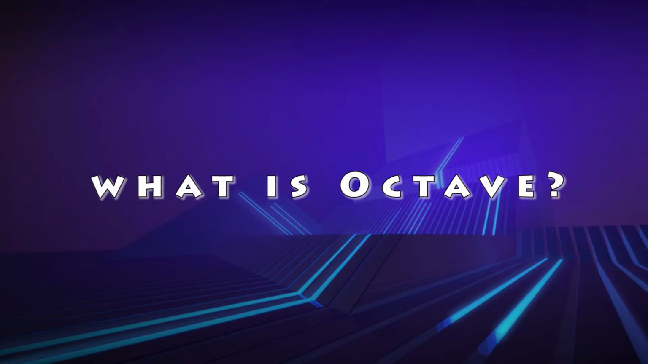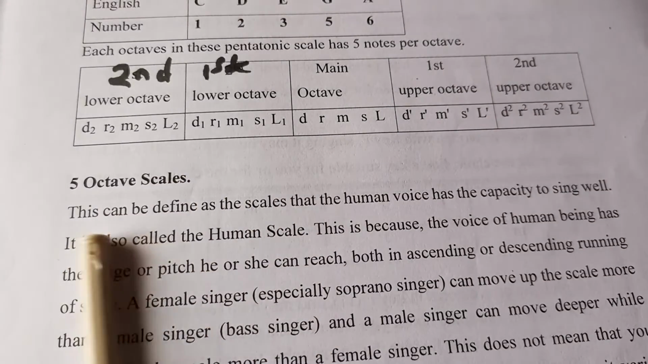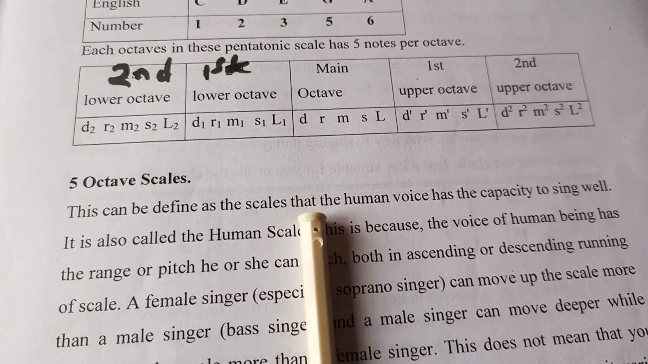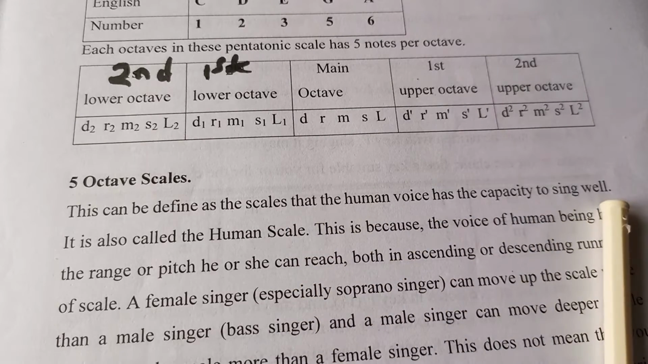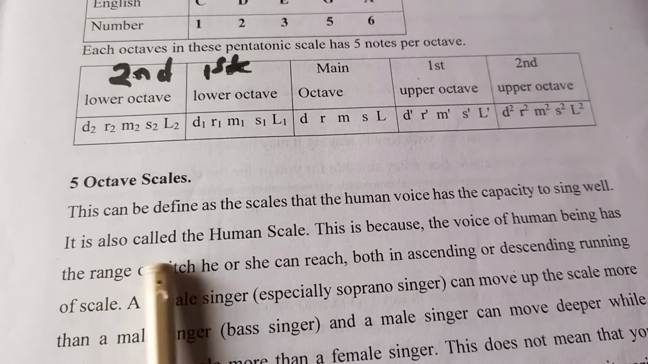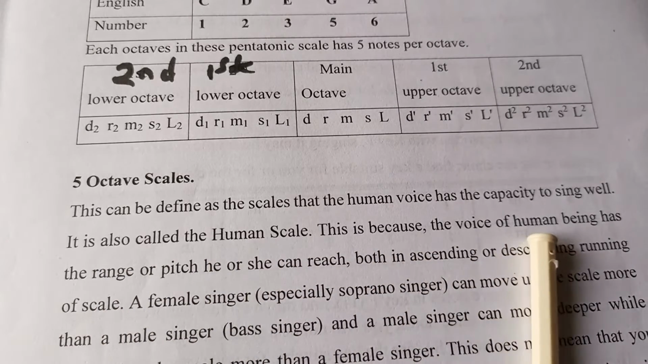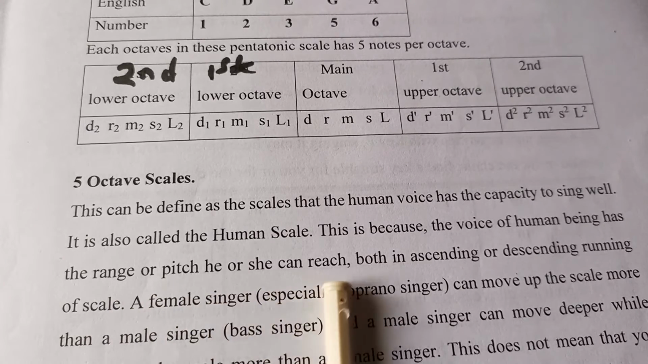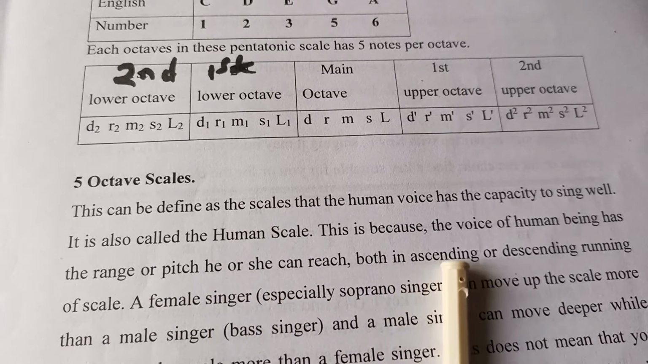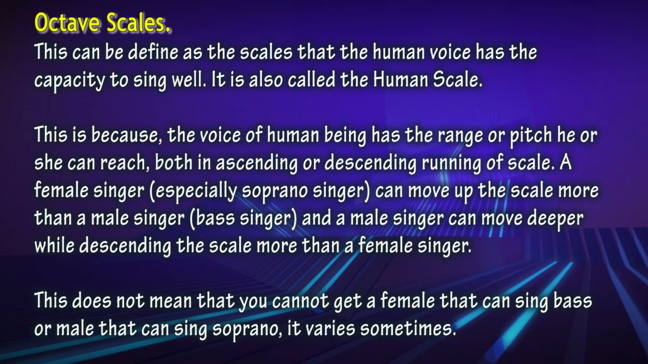Octave. Let's define what octave is, because it's necessary in this study. The 5 octave scale can be defined as the scales that the human voice has the capacity to sing well. It is also called the human scale. This is because the voice of a human being has the range of pitch he or she can reach, both in ascending or descending running of the scale.